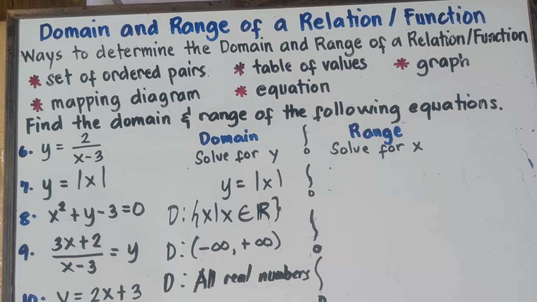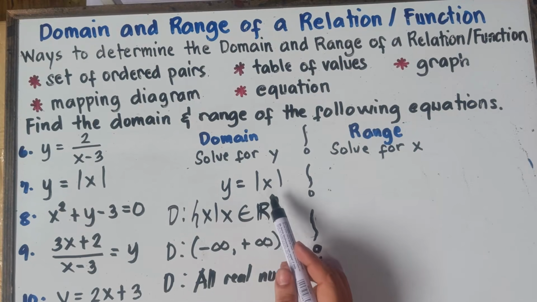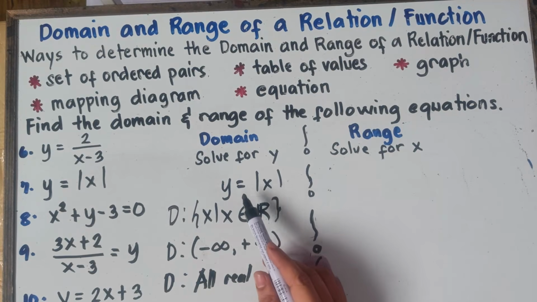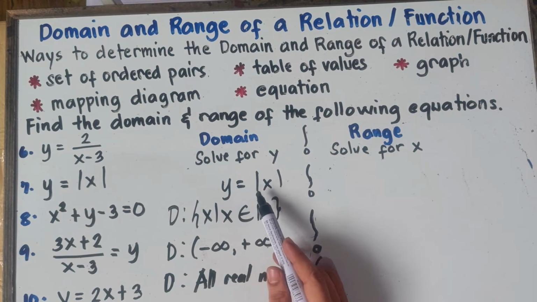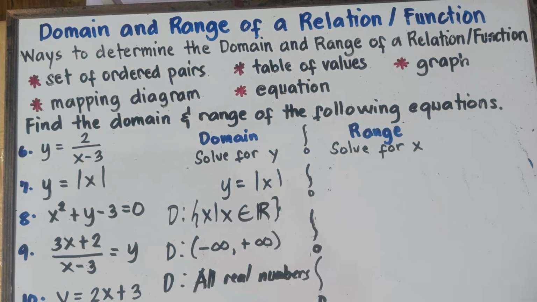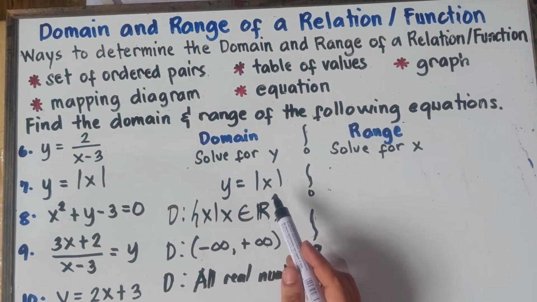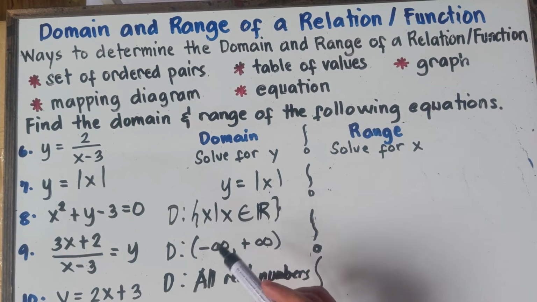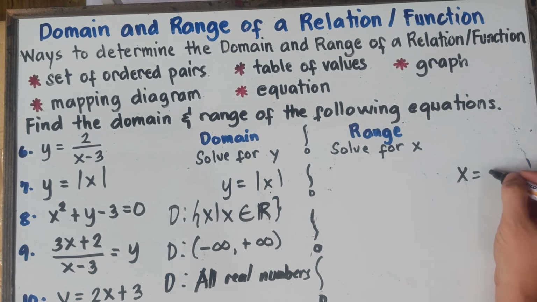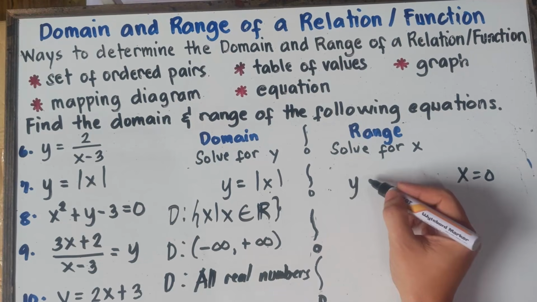Alright, now for the range, class, of course, we know that for any value of x, the answer y is always greater than or equal to 0, right? Once again, class, for the range, for any value of x, your range will be greater than or equal to 0. Example, class, if x is equal to 0, what would be the value of y?